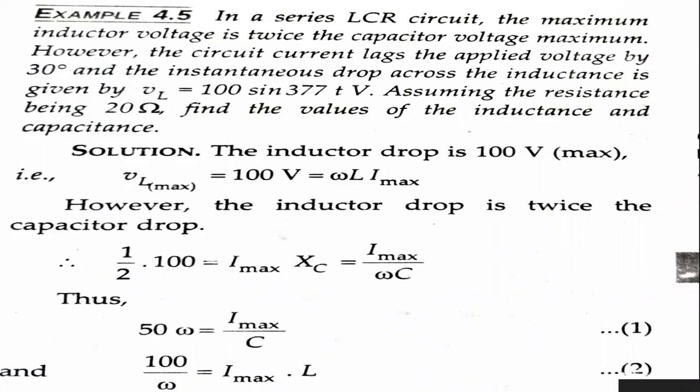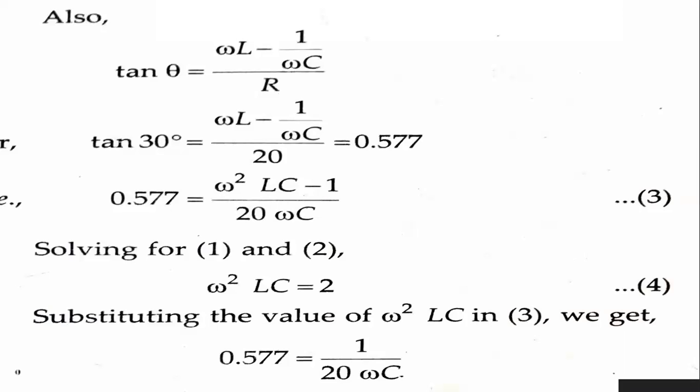So what is my I max? What is my Xc? Xc is equal to 1 by omega C. We always remember XL is equal to omega L, whereas Xc is equal to 1 by omega C. So at the place of Xc, put 1 by omega C, and I max will be as it is. So here will be 50 omega I max into C. Then 100 omega into I max into L will be as it is, the inductor value. We can simplify that.